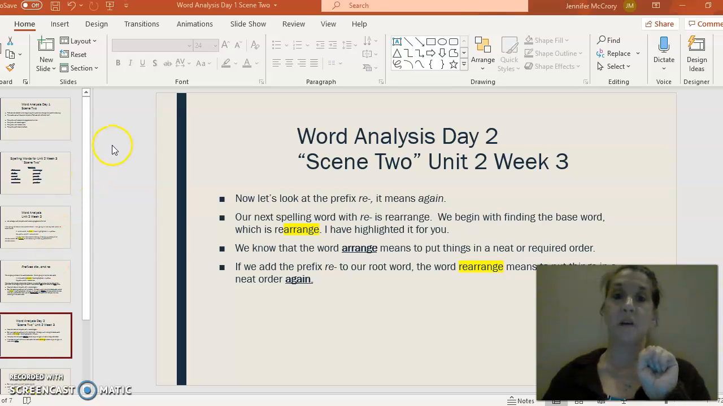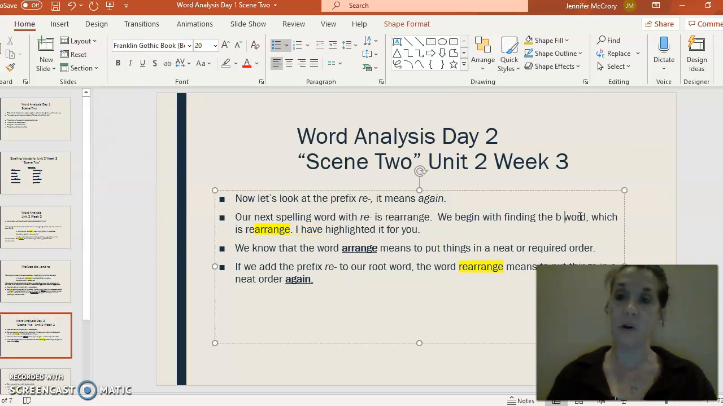Our story is scene 2, and we're going to continue with our prefix re, and it means again, as a reminder for you. And our next spelling word that is with the prefix re is rearrange. And we begin with finding the base word or the root word. We're going to find that root word, which is, as I've highlighted here for you, arrange.